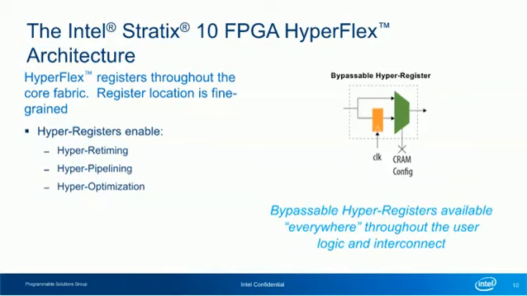This means your design has many more options for inserting register stages than before. As a result of this fine-grained approach, the HyperFlex architecture enables three key performance improvement strategies, which are hyper-retiming, hyper-pipelining, and hyper-optimization.